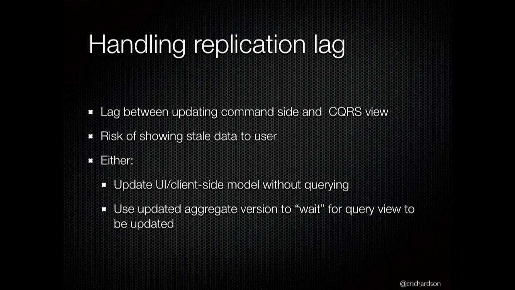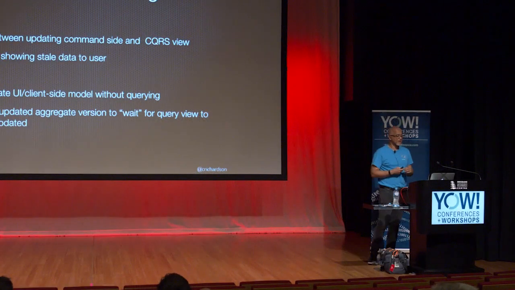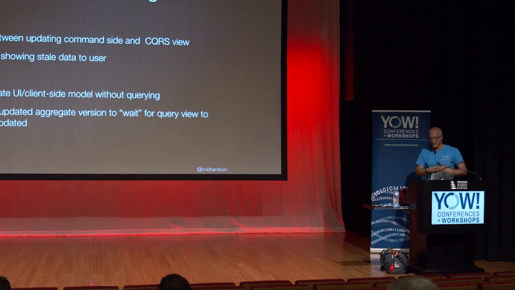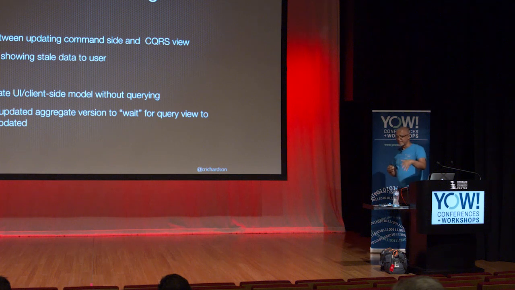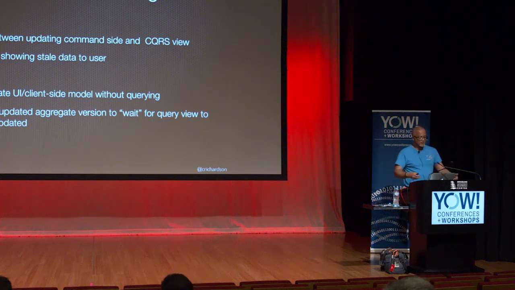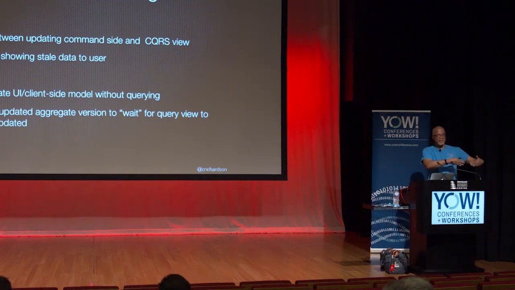That's analogous to querying from a MySQL slave. There's always this replication lag. And so as a result, there's the possibility that you could show stale data to the user. Like a naively implemented API UI could do an update and then immediately turn around and query the query side and show the old version of the data to the user, which would be pretty confusing.